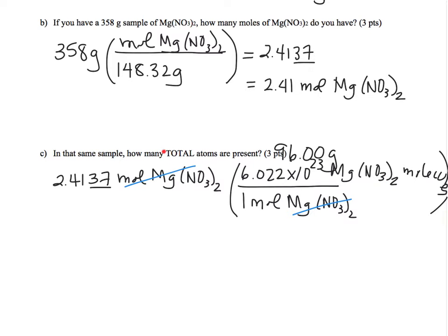Now what we want to get is total atoms. So the next conversion factor we're going to need, and I'm kind of going to have to put it down here, is how many atoms are in a molecule of magnesium nitrate.